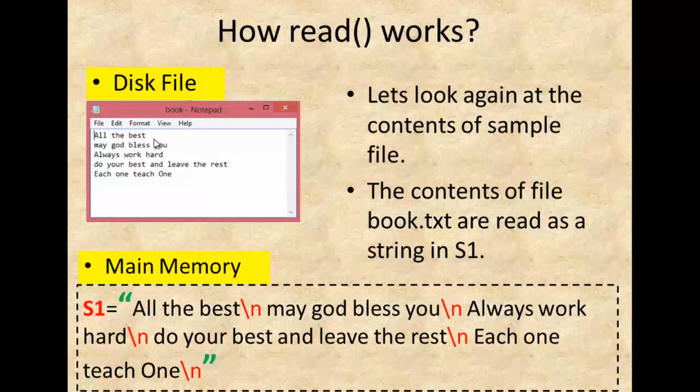So it has got these 5 lines. So this is my disk file. Now, if I open it with the read function, if I say f1.read, what happens? This entire file which is there in my C or D drive comes into the main memory in the form of a string.